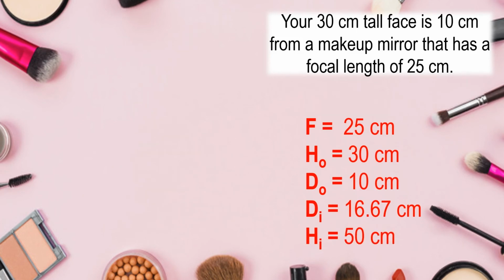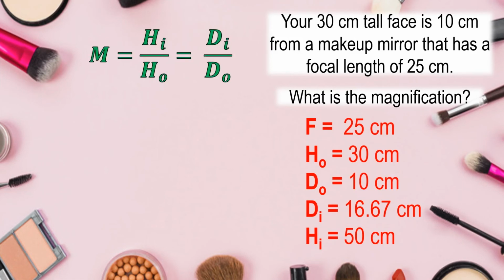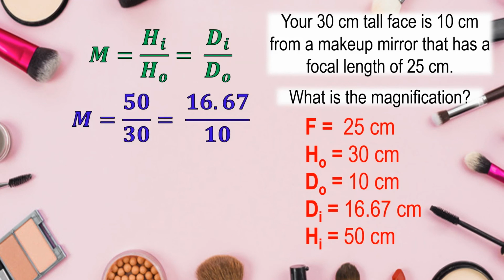Once we know all this information, we can look at the magnification, because no one looks prettier than when their face is blown up to magnified proportions. We're looking at this formula. hi over ho and di over do individually give us our magnification. I'm going to try all of them. hi over ho, di over do, 50 divided by 30 gave me 1.67. 16.67 divided by 10 also gave me 1.67.